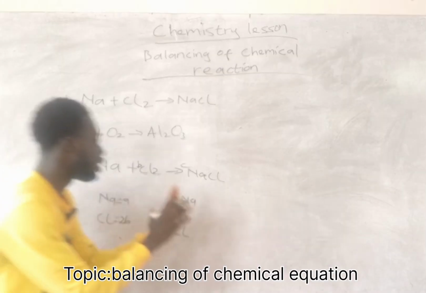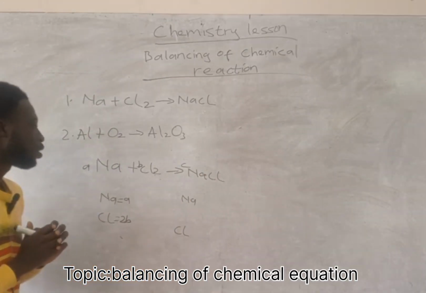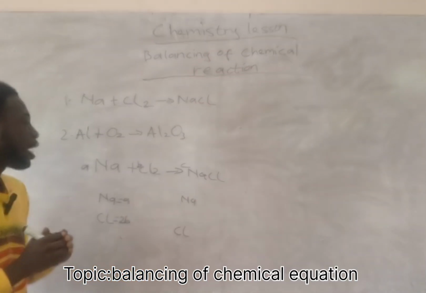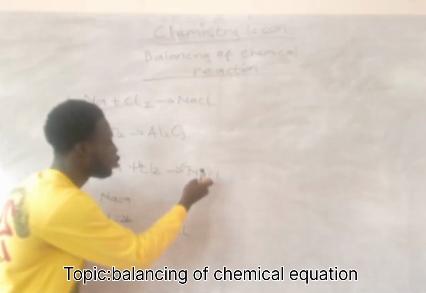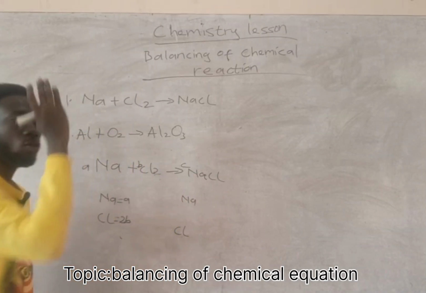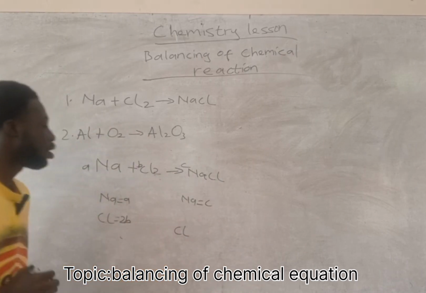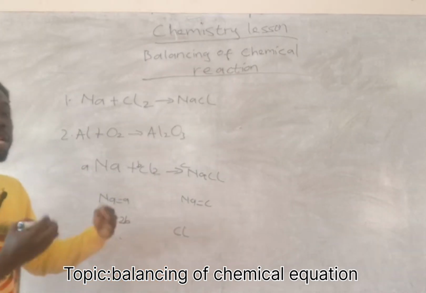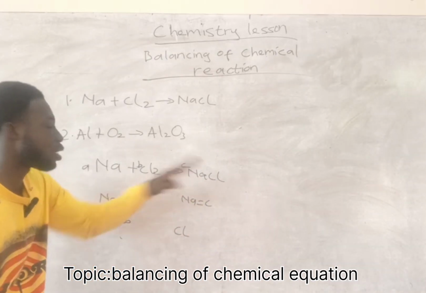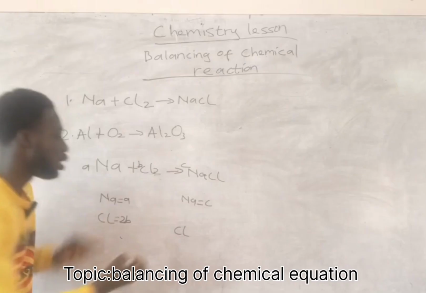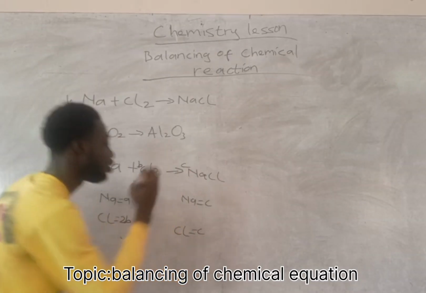Now, let's move to the product side. How many sodiums are we having here? We have 1 sodium. So 1 times the C will give what? 1C. So you just write only the C. Now, chlorine. How many atoms of chlorine? Chlorine is 1. So 1 times C will give you C. All right.